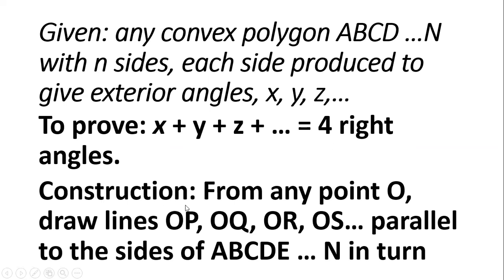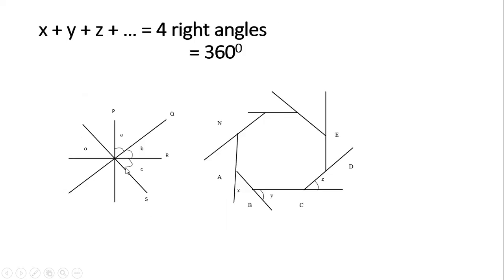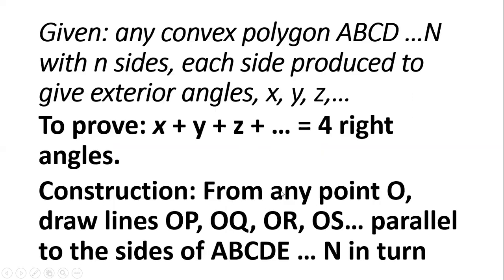So from our construction, like we said earlier, we located the center, so we have the center O. So we have lines OP, OQ, OR, OS in that order, from any point O. So draw lines OP, OQ, OR, OS parallel to the sides of the polygon A, B, C, D, E up to N, in turn, in that order. And that's what we have.